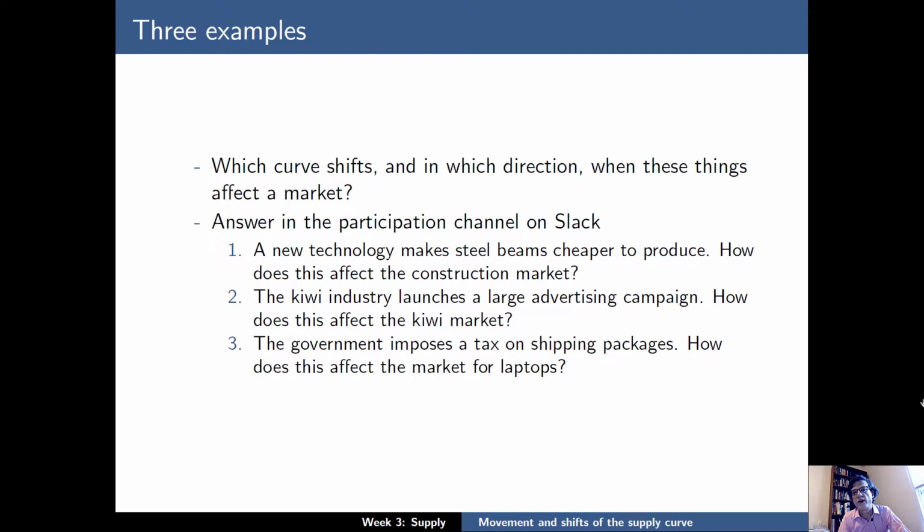Or the government imposes a tax on shipping packages. How would this affect the market for laptops? So go ahead and go to Slack and discuss which curve you think shifts and in what direction you think that curve shifts.